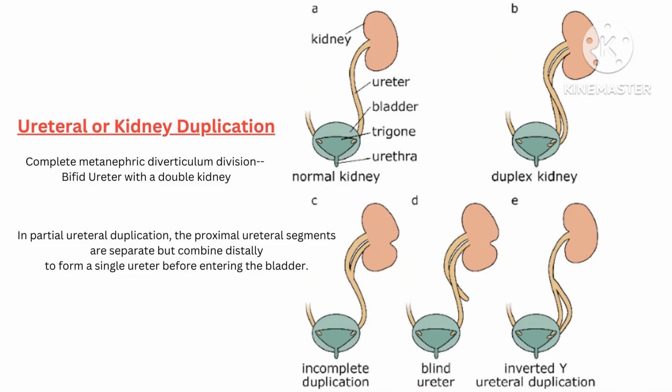Ureteral or kidney duplication. Abnormal division of the ureteric buds produces ureteral or kidney duplication. Incomplete division results in a bifid ureter with a divided kidney. Complete metanephric diverticulum division produces a bifid ureter with a double kidney. In partial ureteral duplication, the proximal ureteral segments are separate but combine distally to form a single ureter before entering the bladder.